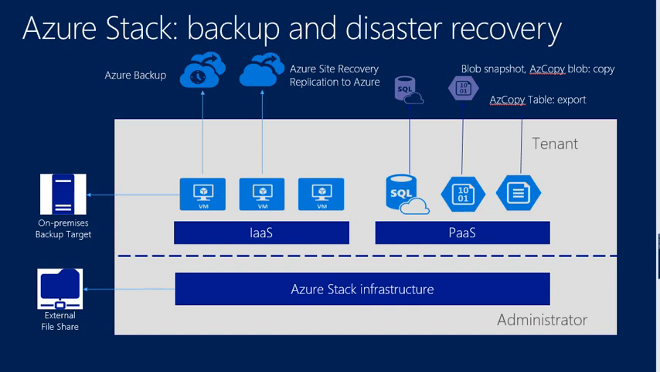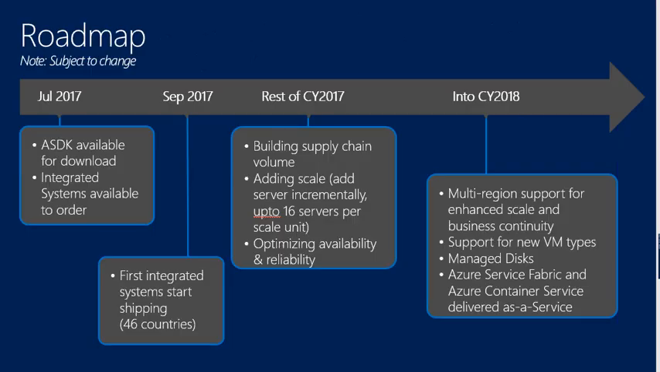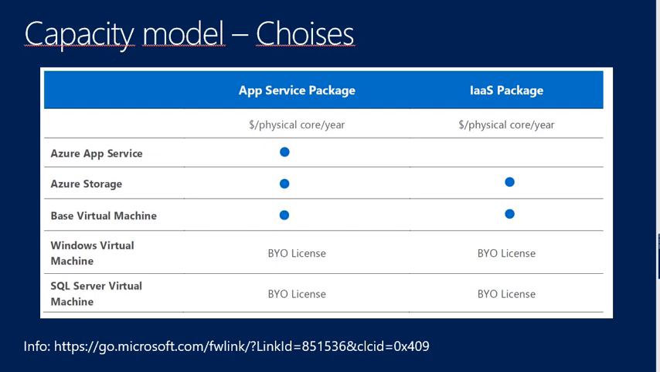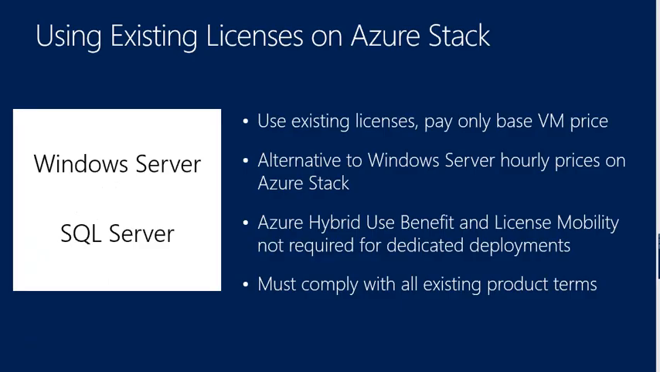Azure Backup we will utilize. And what is on the roadmap for the deployment, like this life cycle, and then these are improvements. Then we move on to the choice, either app service package or infrastructure package, and how that basically will be utilized, like app service, Azure storage, base virtual machine, and the last one is SQL. How we can use an existing license like Windows Server, SQL Server, to minimize the cost.